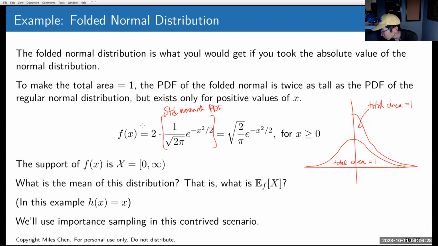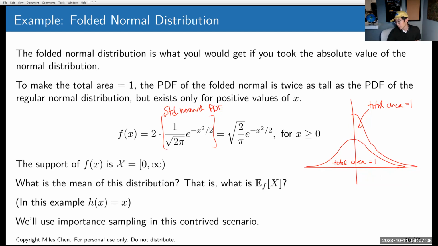And then I'm going to just multiply it by 2, right? Because the PDF is of the standard normal. We have to take it and double its height so that the total area, because I'm integrating only from 0 to infinity, is equal to 1. This is going to be my PDF here. Does that make sense as far as the PDF of this folded normal? And here the support of X is going from 0 to infinity. We're not going to worry about the negative side here.